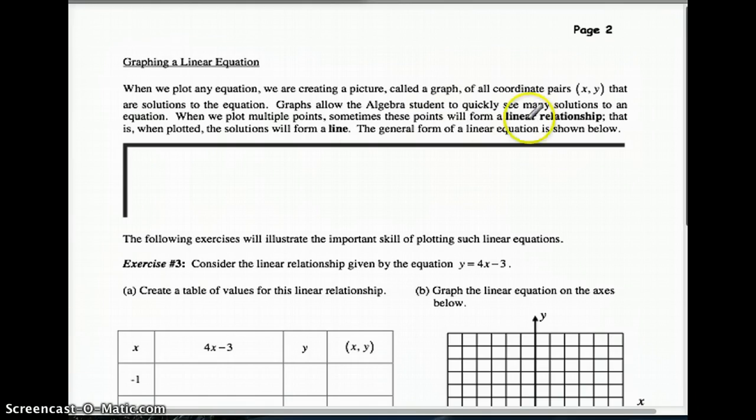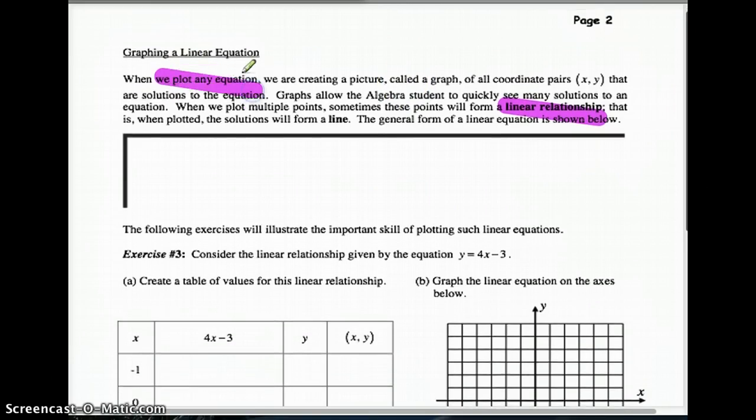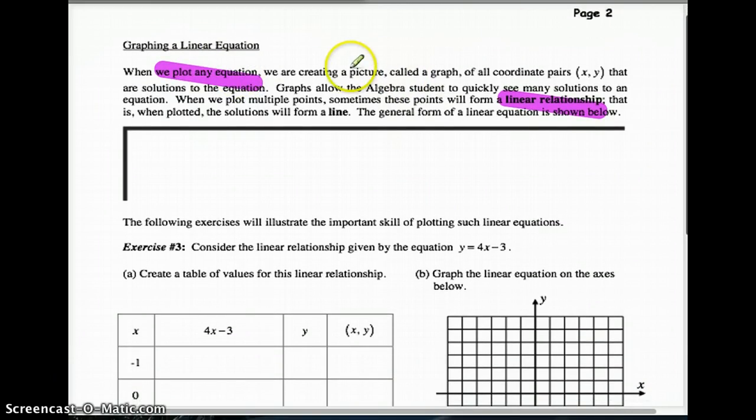So this next part talks about linear relationships. A linear relationship is just an equation of a line. So when we plot any equation, we're going to create a picture called a graph, okay? So we're creating a graph, and all the values of the x, y's, or all those points are going to make up some picture. In the case of a linear equation, we're going to have what's called a linear relationship, which means line. So the key here is to understand that linear is going to create a line.